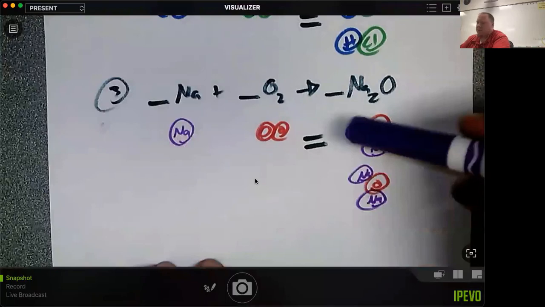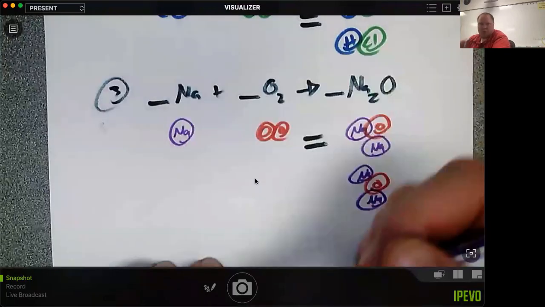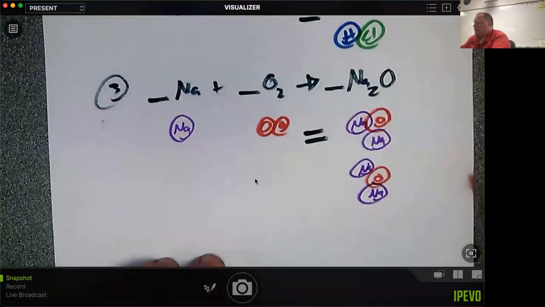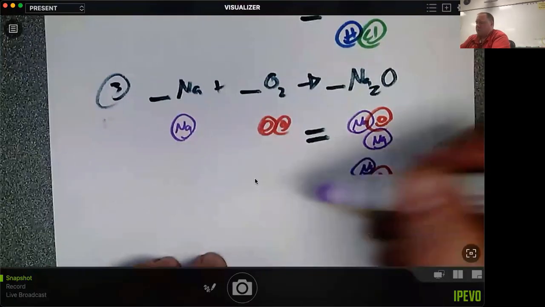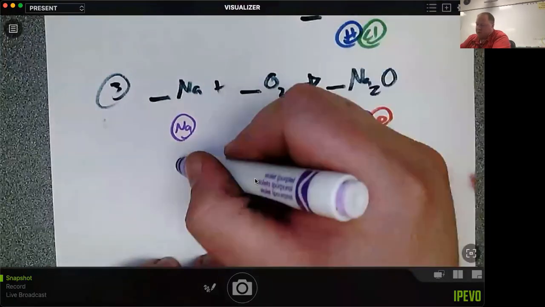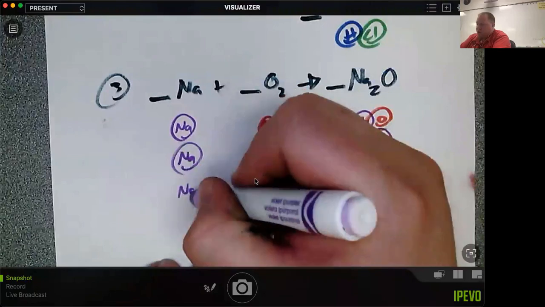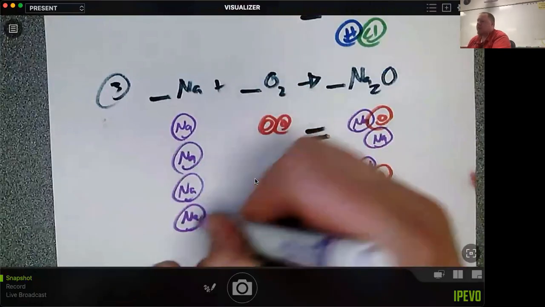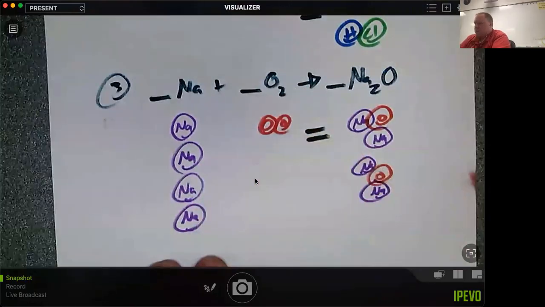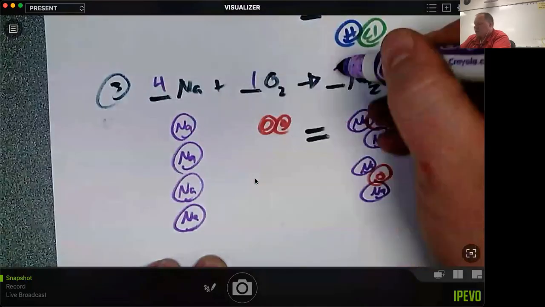Now, the reason I do the oxygen first is because that's a single one. So those single ones are always the easiest. So I do them last. So I need 4 of them. Well, I can just add 4 of them because it's literally what it is. So 4 of the Nas. Okay. We need 4 of these, 1 of these, and we're going to make 2 of those.